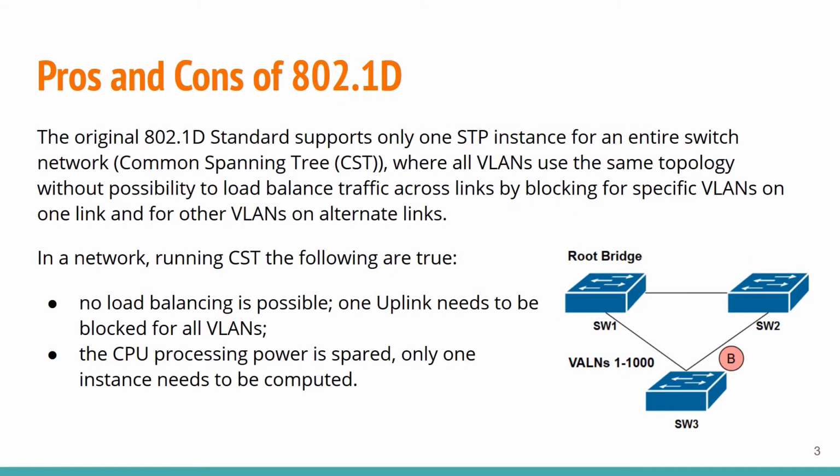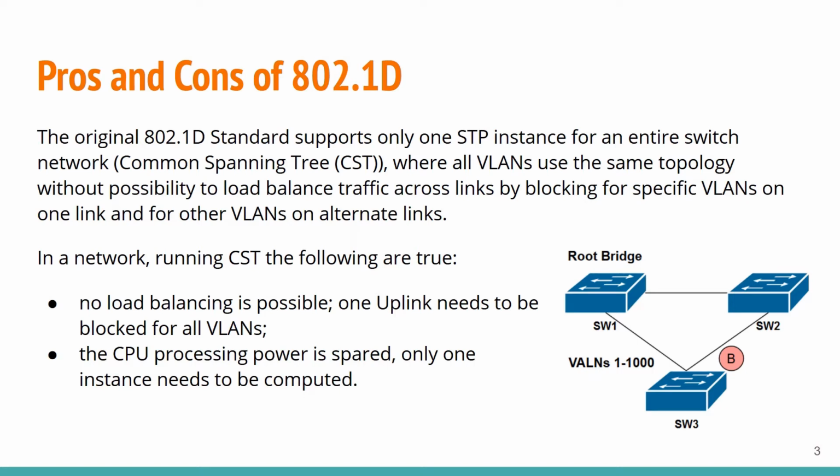Pros and cons of 802.1d. The original 802.1d standard supports only one STP instance for an entire switch network, also called Common Spanning Tree (CST), where all VLANs use the same topology without possibility to load balance traffic across links by blocking for specific VLANs on one link and for other VLANs on alternate links.